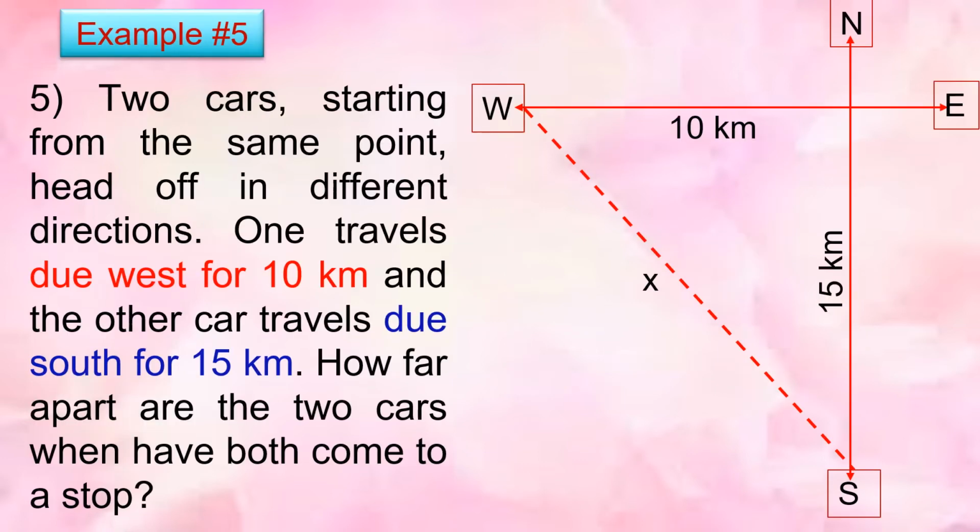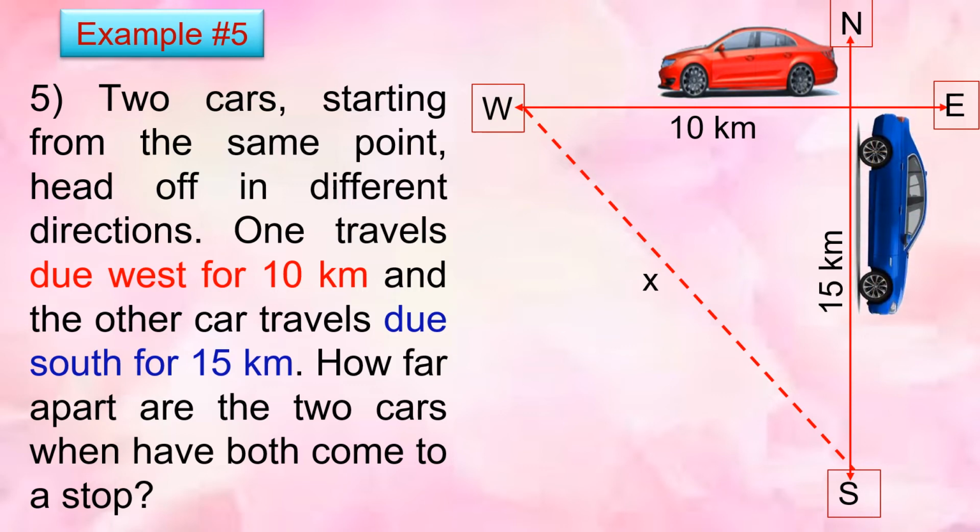Let us have example number 5. Two cars starting from the same point head off in different directions. One travels due west for 10 kilometers, and the other car travels due south for 15 kilometers. How far apart are the two cars when they have both come to a stop? So from here, we are going to solve for side x.